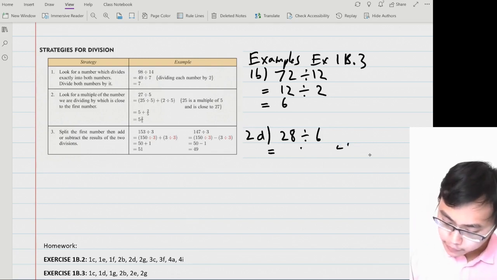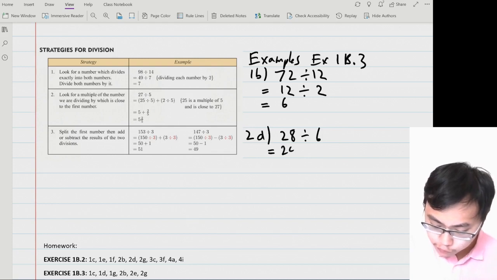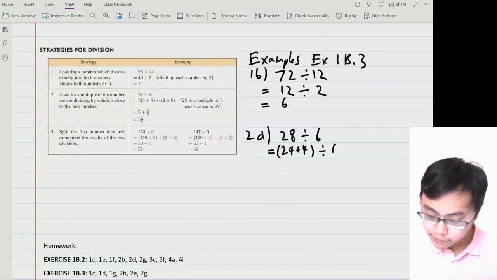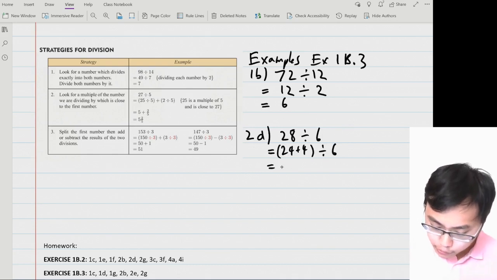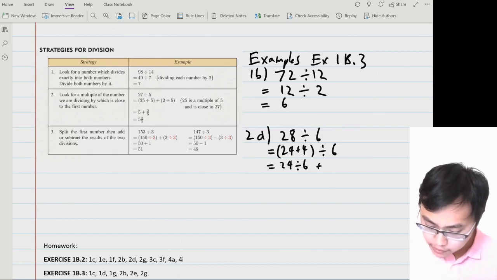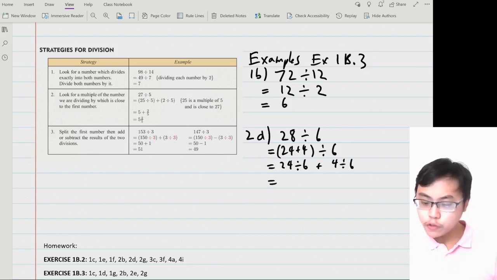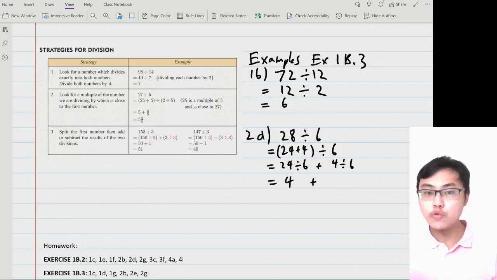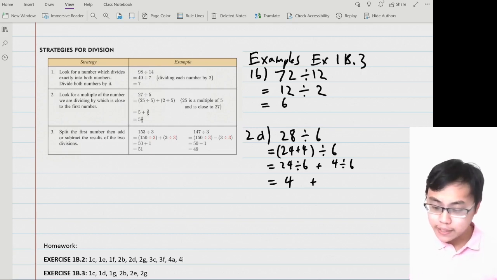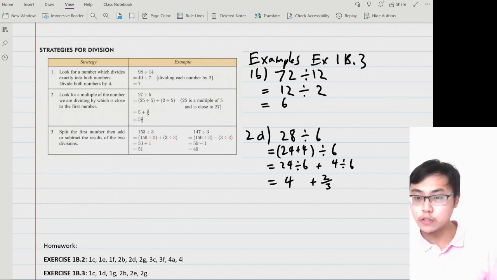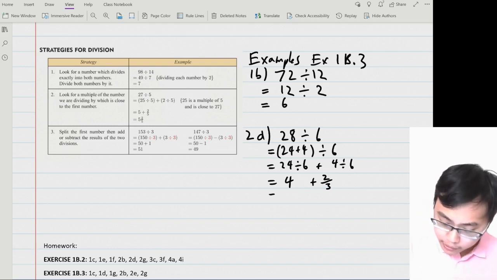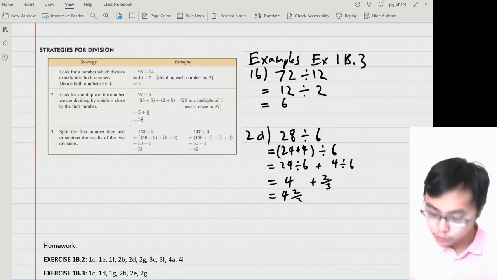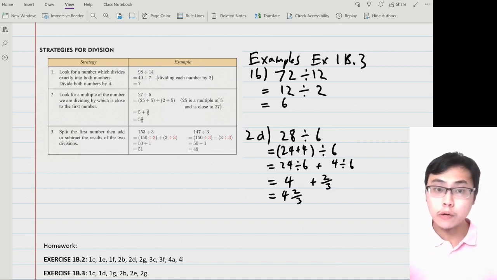I think I skipped a step there. We should write it a little bit better. That's going to be 24 plus 4. I'm splitting this 28 and then divided by 6. Then again, we use the distributive property. That's going to be 24 divided by 6 plus 4 divided by 6. And then 24 divided by 6 is fairly simple. That's going to be 4. And then 4 divided by 6 is 2 over 3 as a fraction. How do I know it's 2 over 3? 4 divided by 6 is the same as 2 divided by 3, and 2 divided by 3 is the same as 2 over 3 as a fraction. I'm going to write this as a fraction, then I can put them together as a mixed number, 4 and 2/3. So these are the strategies for multiplication and division.